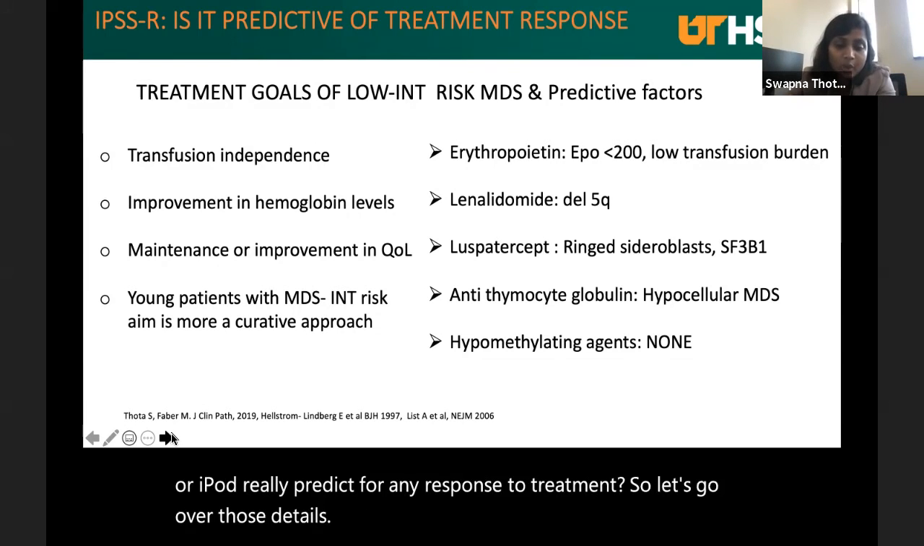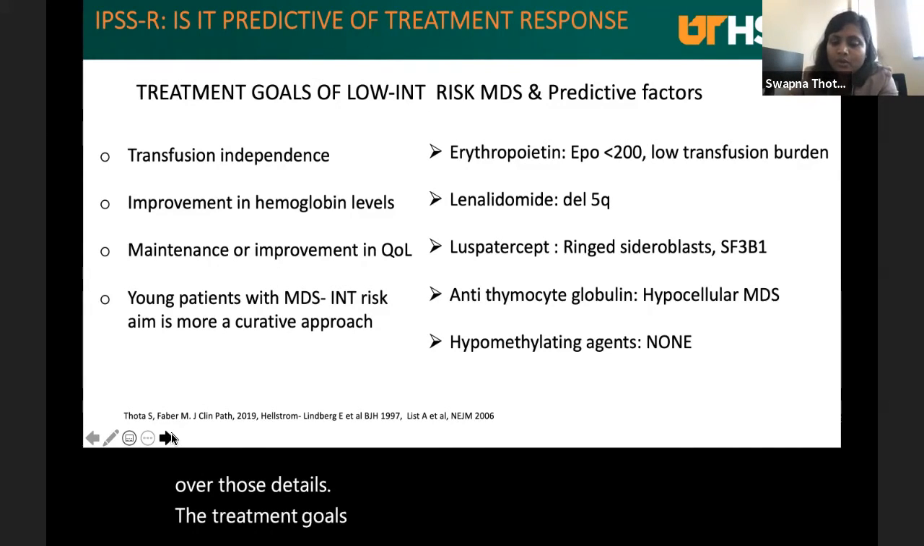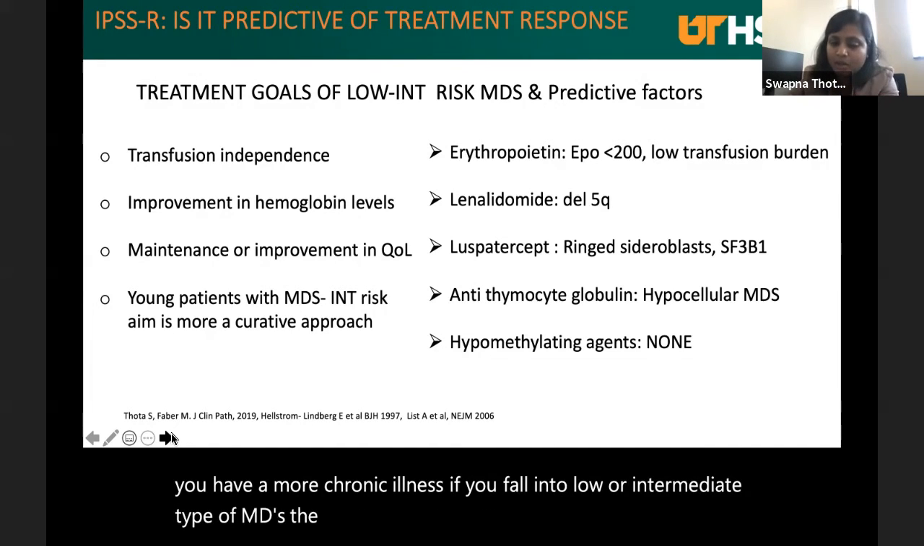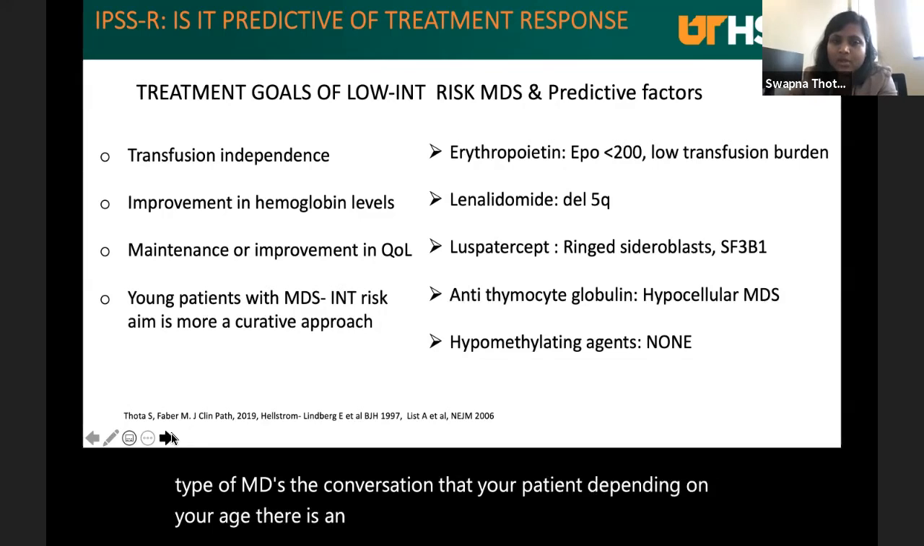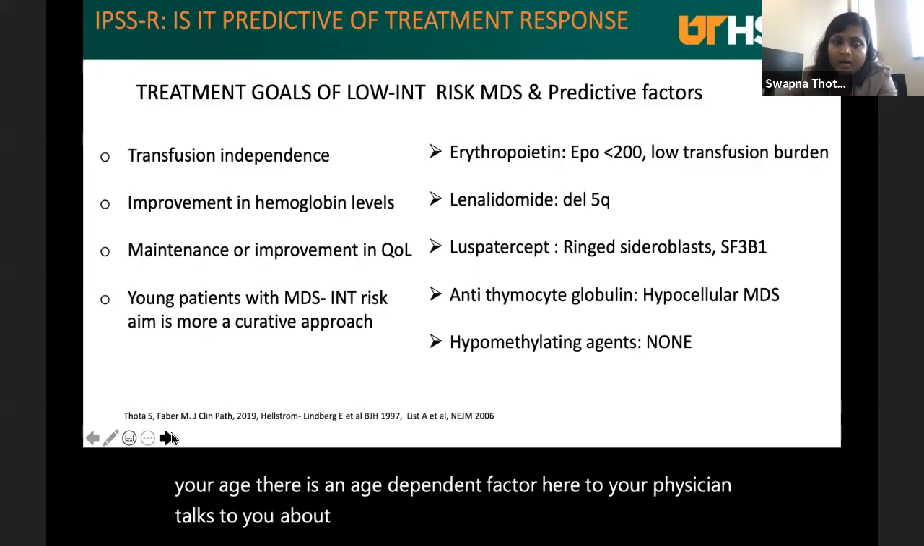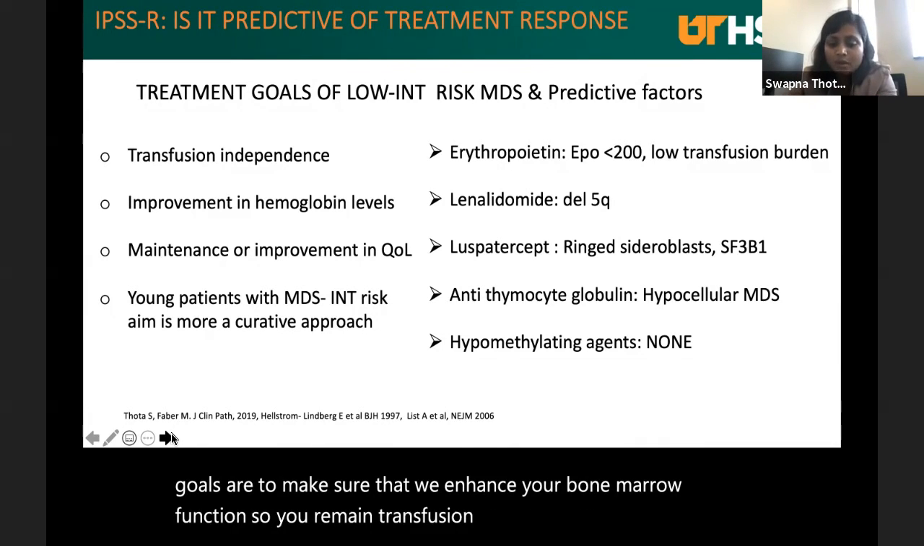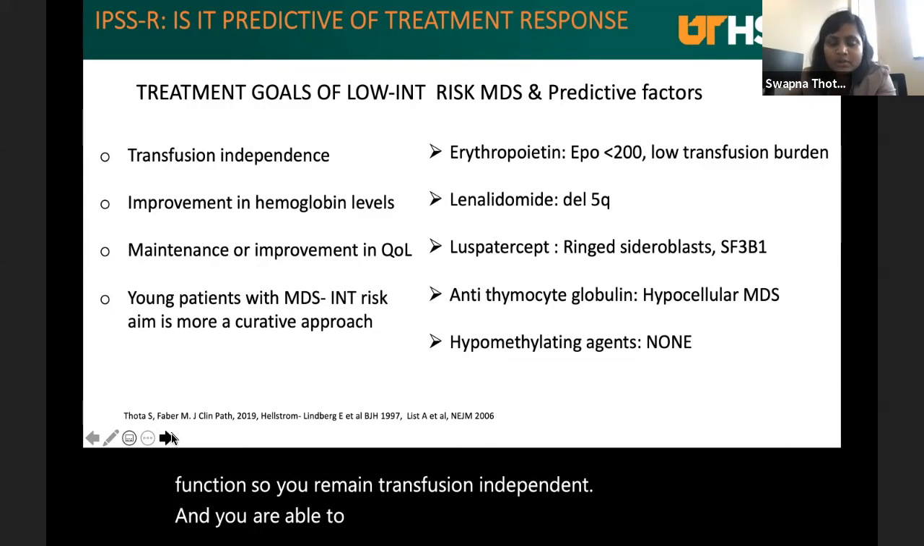The treatment goals really depend on your risk category. So if you have a more chronic illness, if you fall into low or intermediate type of MDS, the conversation that your physician has with you, and depending on your age, there is an age-dependent factor here too, is: here is where we are and what are our goals. Our goals are to make sure that we enhance your bone marrow function so you remain transfusion independent and you are able to enjoy an improved quality of life. So let's focus on improving blood counts.